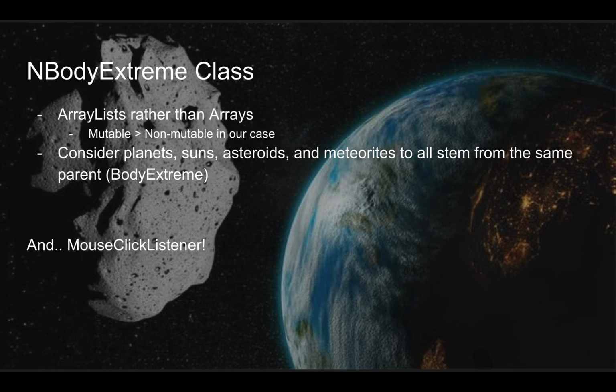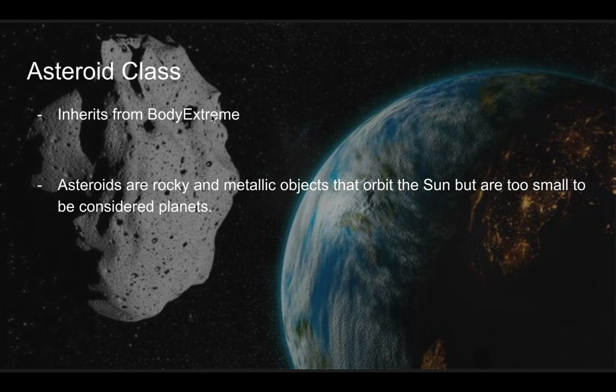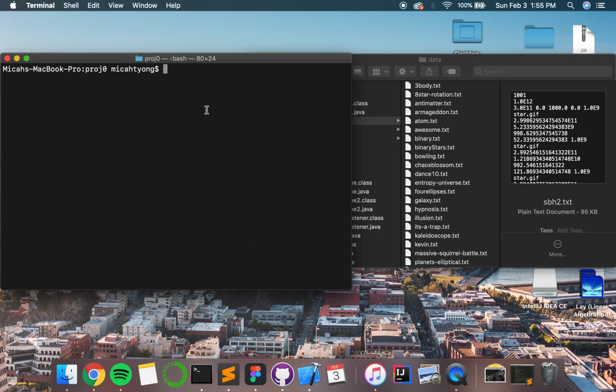In addition, we've modified our display such that the simulation interacts with users. In this way, users can use their mouse to add asteroids and meteorites to the simulation. And so I will demonstrate our work in these three examples. Oh, and asteroid class and inheritance body extreme. Simple as that. So, without further ado, we will get started.